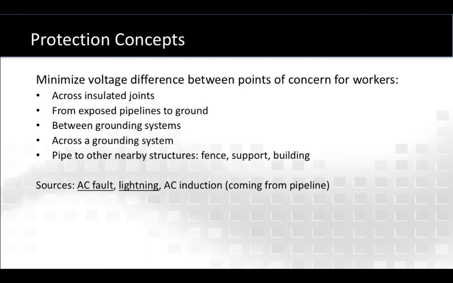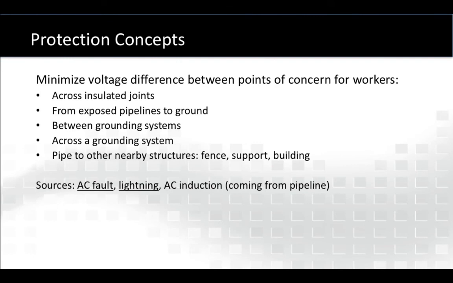There can even be voltage differences across a single existing grounding system with you standing over it, and that's a special case where there's a high voltage gradient in the soil due to AC faults or lightning. And then we have to think about whether any adjacent structures can be contacted simultaneously, whether that's a fence or a building relative to the pipe or a grounding system.